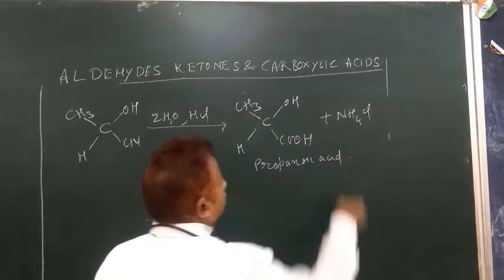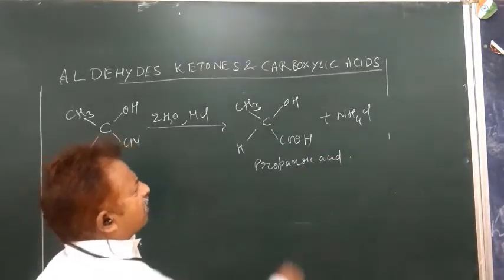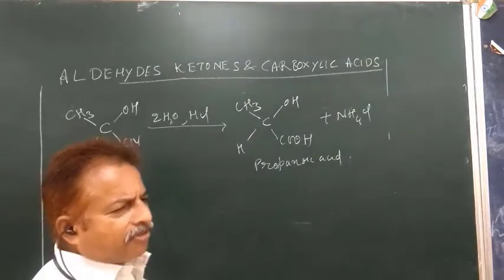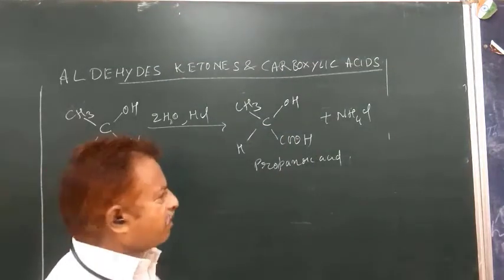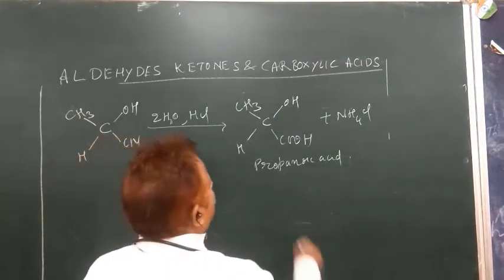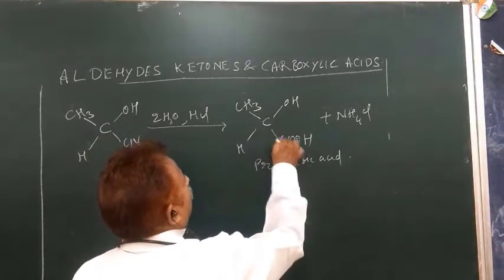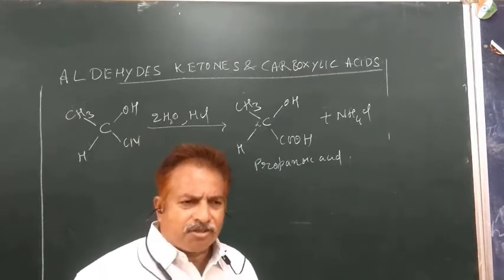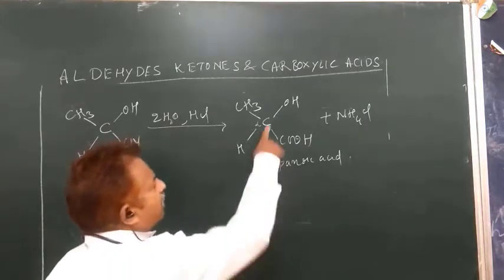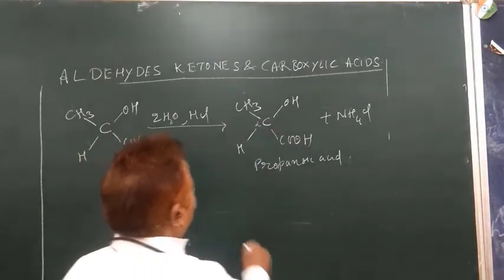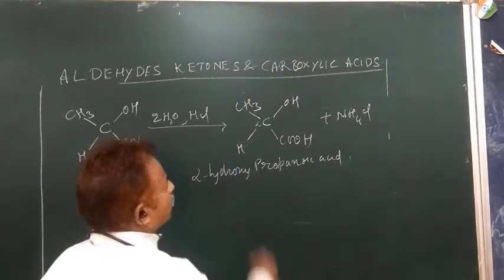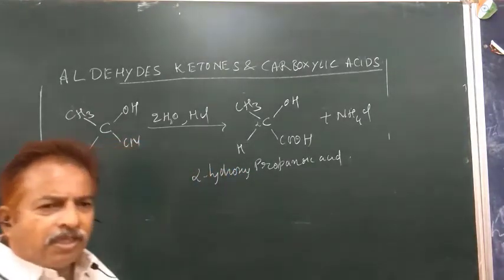For this propanoic acid, the hydroxy group is present on the second carbon atom. Therefore, it can be referred to as 2-hydroxypropanoic acid. Or otherwise, it is present on the alpha carbon. Alpha carbon means the carbon atom next to the functional group. Since the hydroxy group is present on the alpha carbon, it is also referred to as alpha-hydroxypropanoic acid.